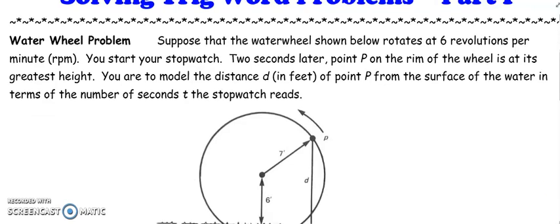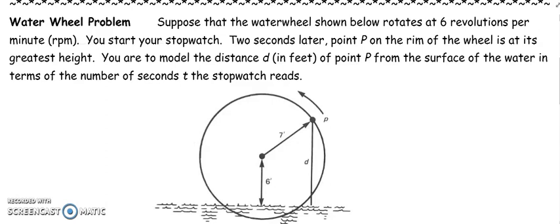So let's just begin here. Water wheel problem. Suppose that the water wheel shown below rotates at 6 revolutions per minute. You start your stopwatch. 2 seconds later, point P on the rim of the wheel is at its greatest height. You are to model this distance d in feet of point P from the surface of the water in terms of the number of seconds t the stopwatch reads.